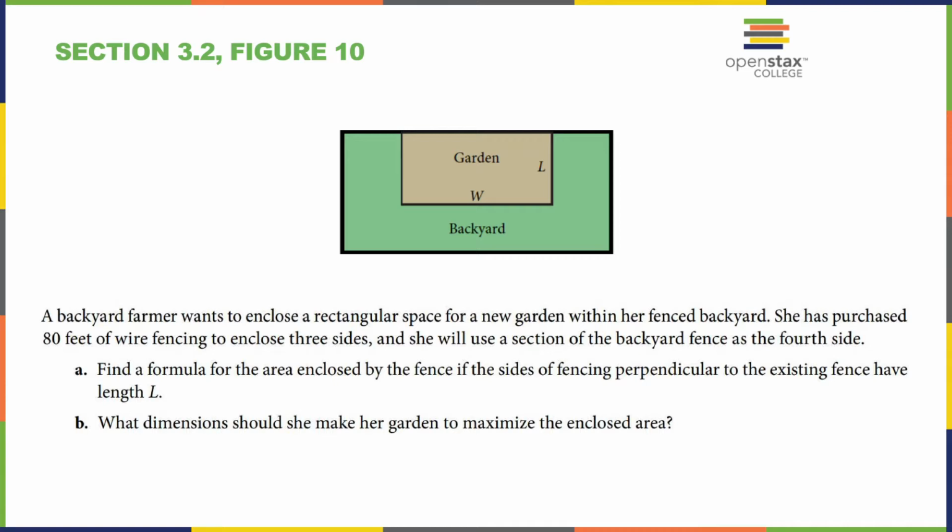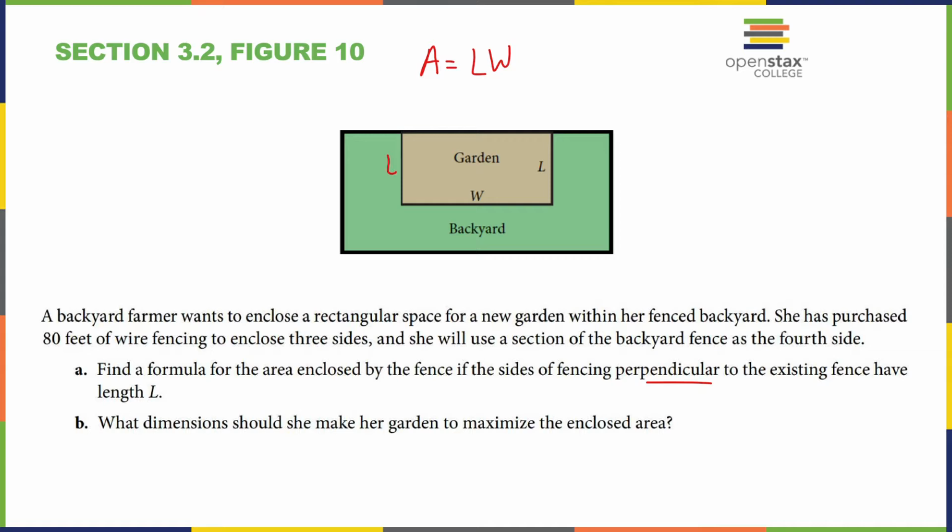So here, what we're going to do is we're going to find, again, area. We're looking at this area right here. Okay, this is the area of the garden. You can see here that this is a rectangle because they said the fencing's perpendicular to the existing fence. So we have area is length times width. Easy enough, right? Well, now we have to figure out what we're going to do to maximize the enclosed area.